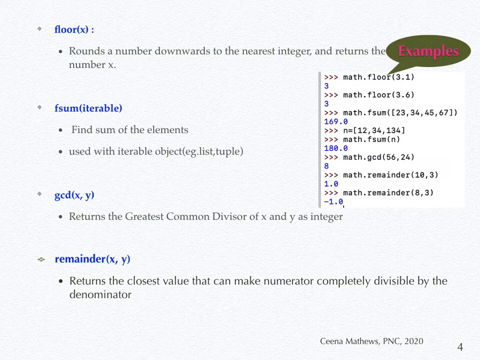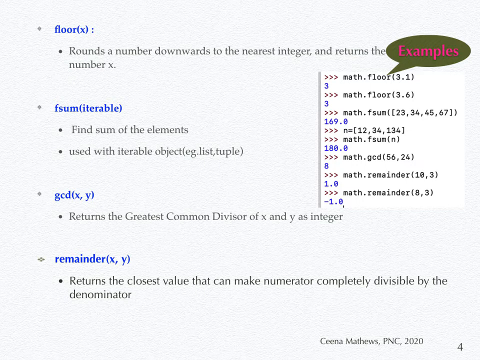Next is to find the GCD, that is gcd(x, y). This finds the greatest common divisor of x and y, and the result will be an integer. As you can see in the example, math.gcd of 56, 24. The greatest common divisor of these two is 8. So the result is displayed as 8.